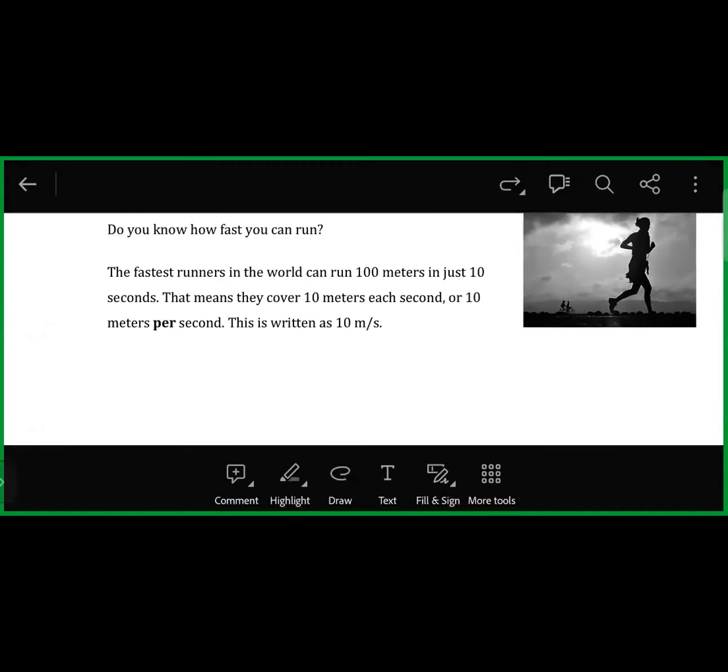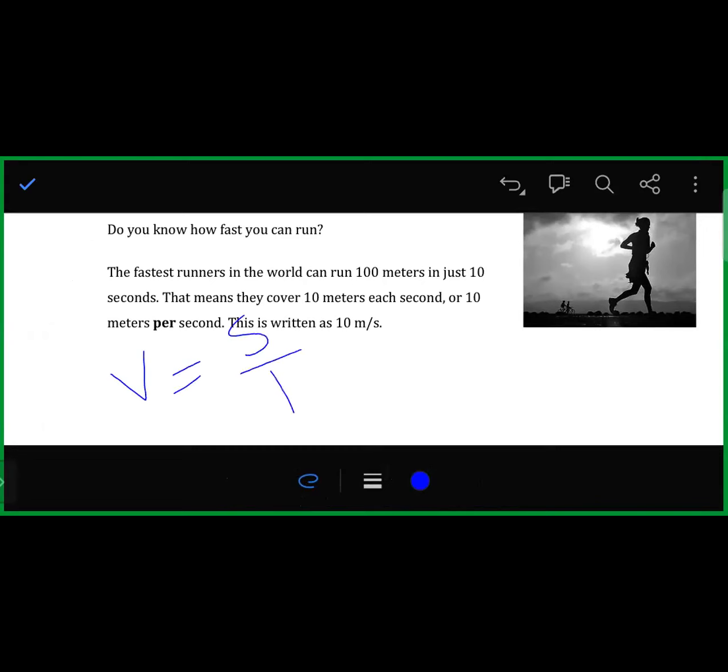Speed equals distance over time. Distance measuring unit is meter. Time measuring unit is second. So the unit of speed is meter per second.